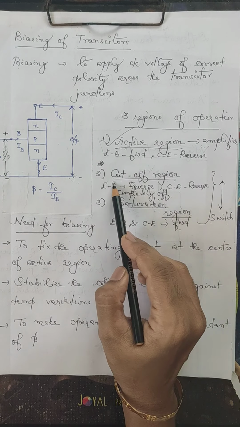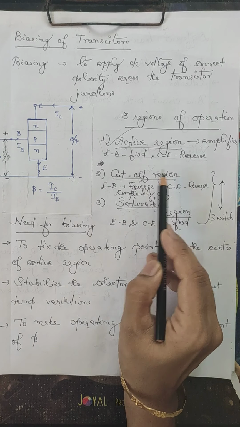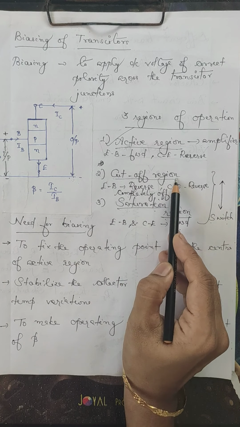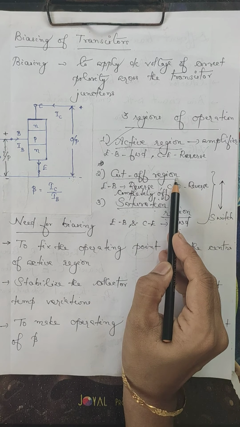The second region is the cutoff region, and in order to get this region of operation, the input junction as well as the output junction should be reverse biased. That is, the emitter base junction should be reverse biased and also the collector emitter junction should be reverse biased. Under this condition, the transistor acts as if it is completely turned off.